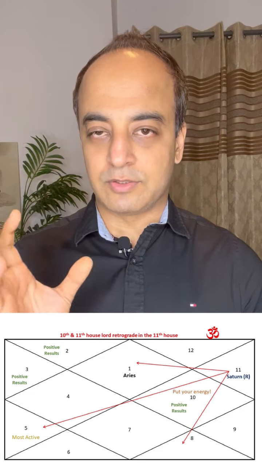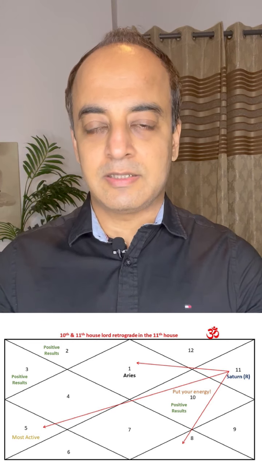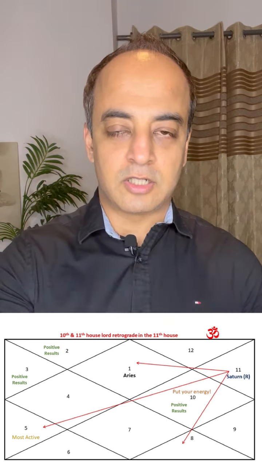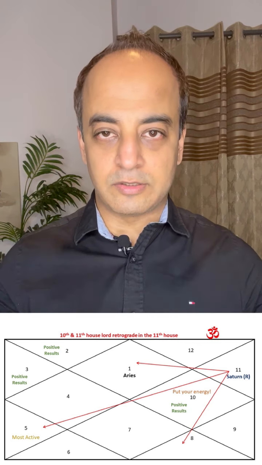For Aries ascendants, Saturn is the ruler of the 10th house and the 11th house, and Saturn is going to go retrograde on 17th of June in the 11th house itself in the sign of Aquarius. While being retrograde, it will continue to aspect the first house, the 5th house and the 8th house based on the three aspects that Saturn has. So Saturn aspects 3rd from its position, 7th and 10th from its position. The 3rd and the 10th aspect are 100% aspects.